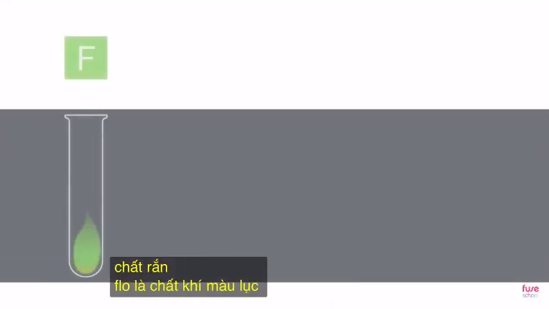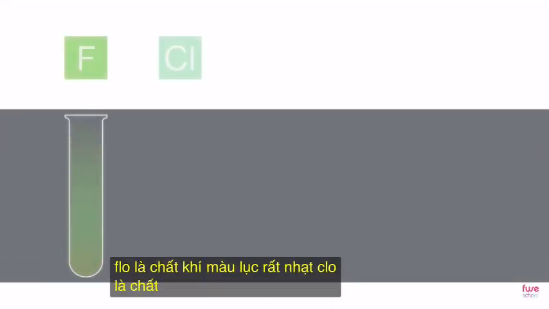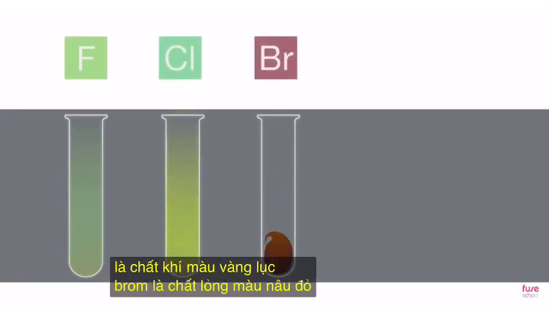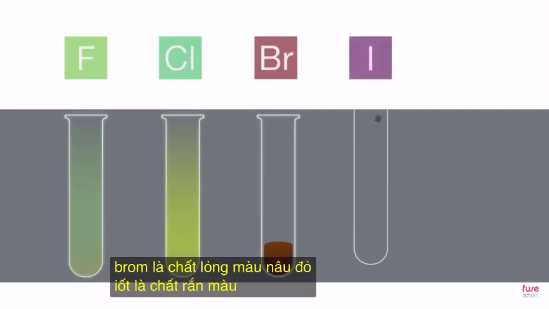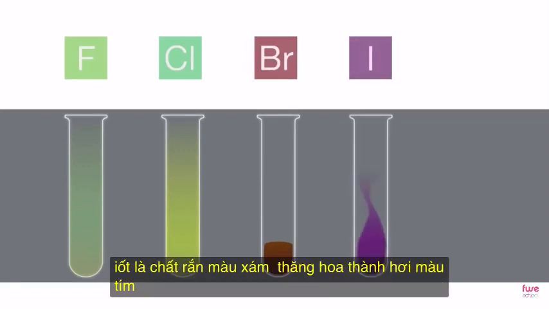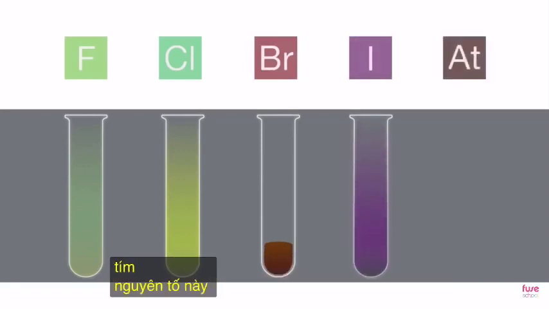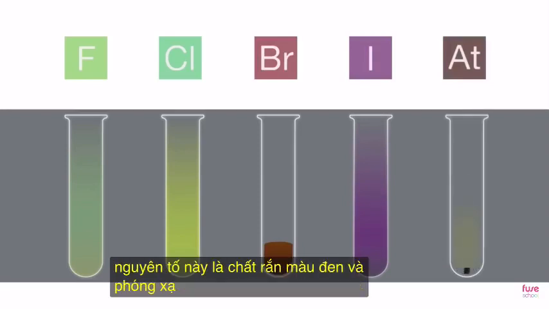Fluorine is a very pale green gas. Chlorine is a greenish-yellow gas. Bromine is a reddish-brown liquid. Iodine is a gray solid that sublimes to a purple vapor. Astatine is a black solid and radioactive.